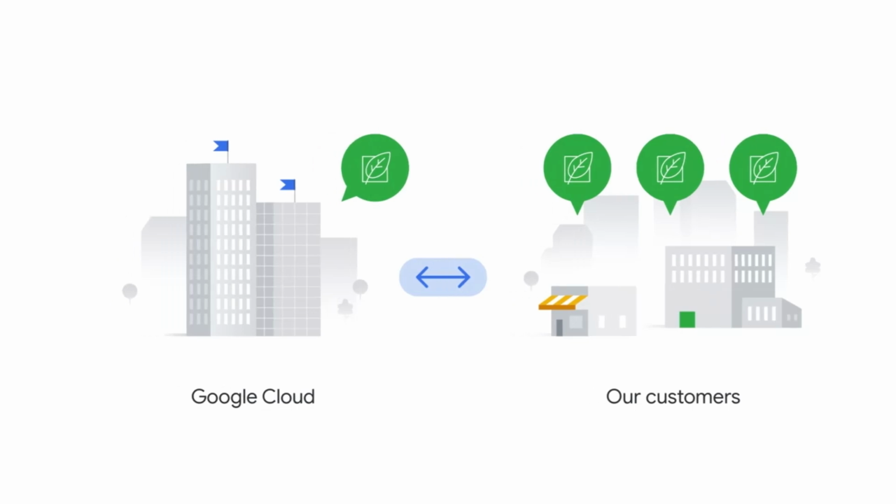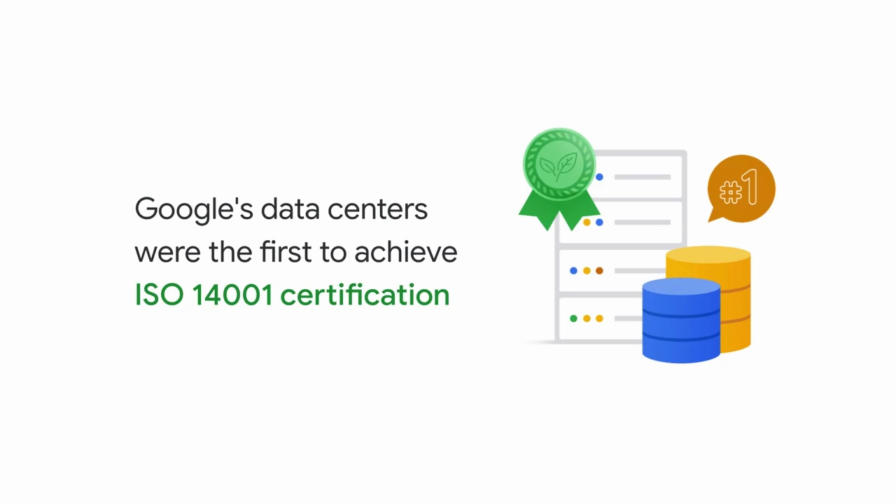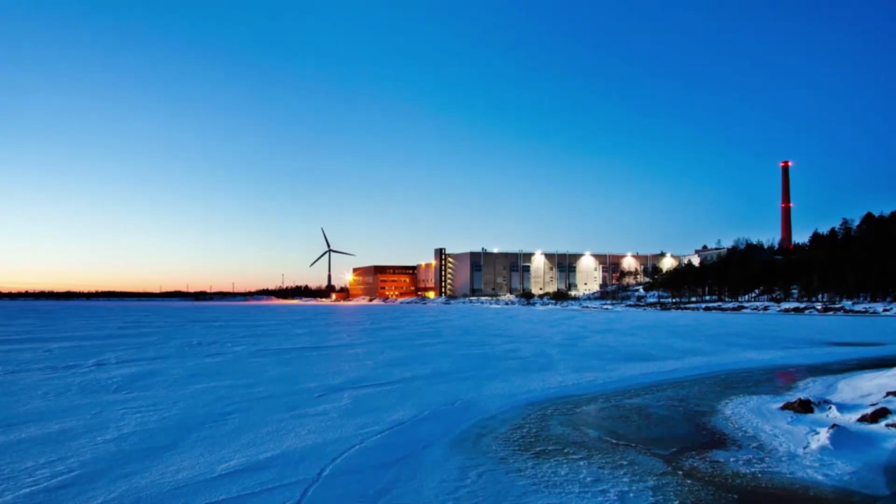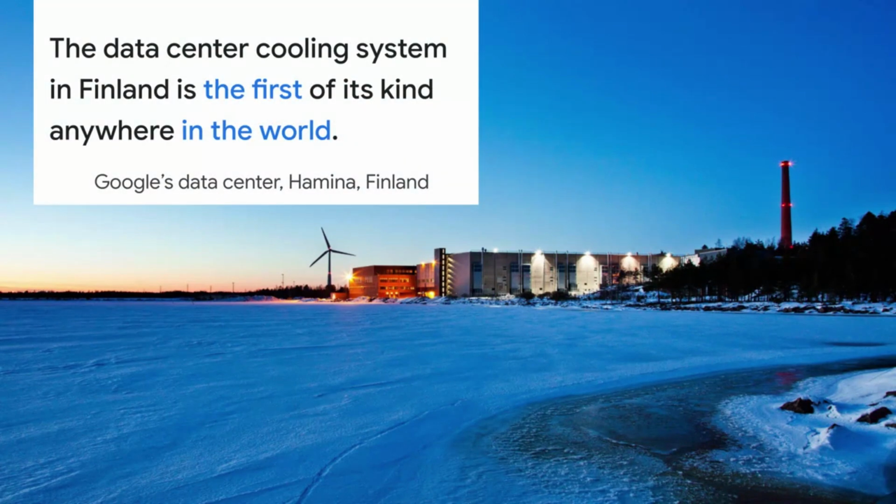Therefore, it's useful to note that Google's data centers were the first to achieve ISO 14001 certification, which is a standard that maps out a framework for an organization to enhance its environmental performance through improving resource efficiency and reducing waste. As an example of how this is being done, here's Google's data center in Hamina, Finland. This facility is one of the most advanced and efficient data centers in the Google fleet. Its cooling system, which uses seawater from the Bay of Finland, reduces energy use and is the first of its kind anywhere in the world.